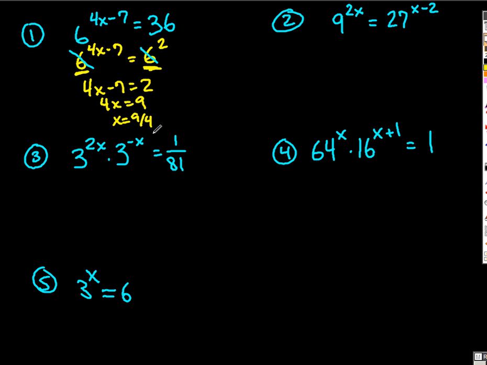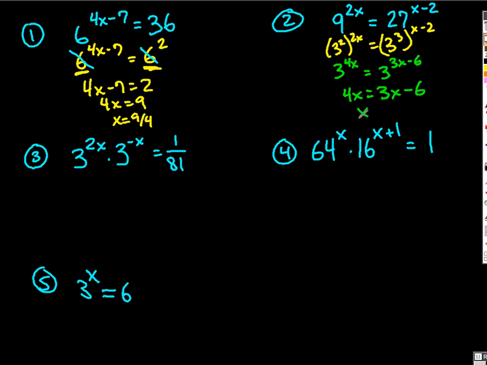For number 2, what number can I raise to a power and get 9, and raise to a different power and get 27? Well, 9 is the same as 3 squared, and 27 is the same as 3 cubed. So I'm going to write it like this, and then simplify. I'm going to make this 3 to the 4x, and this one is going to be 3 to the 3x minus 6. Make sure I distribute when I do that multiplication. Now again, the bases are the same, so the exponents are the same. 4x equals 3x minus 6. That means x equals negative 6.